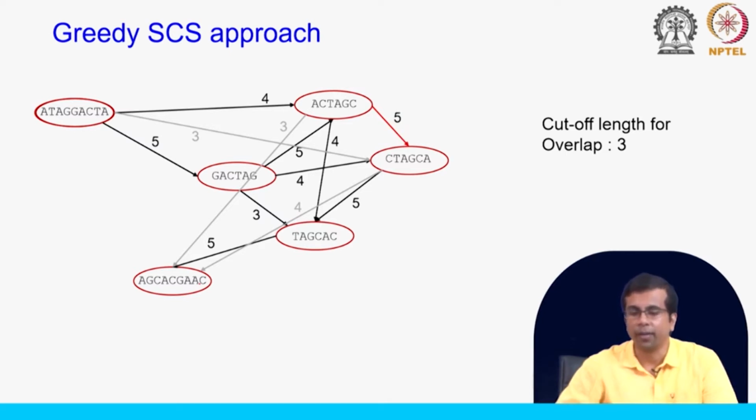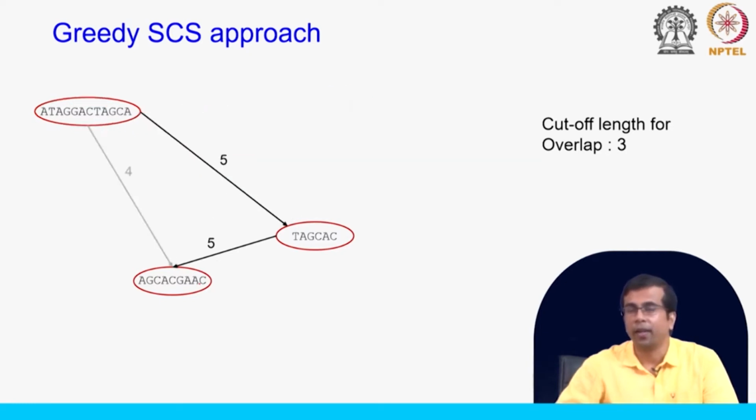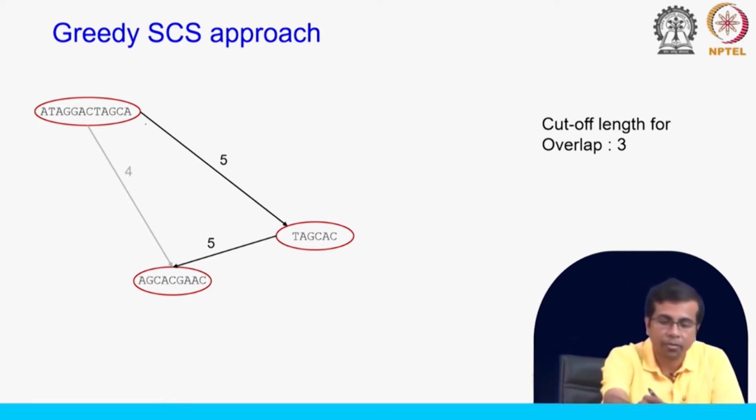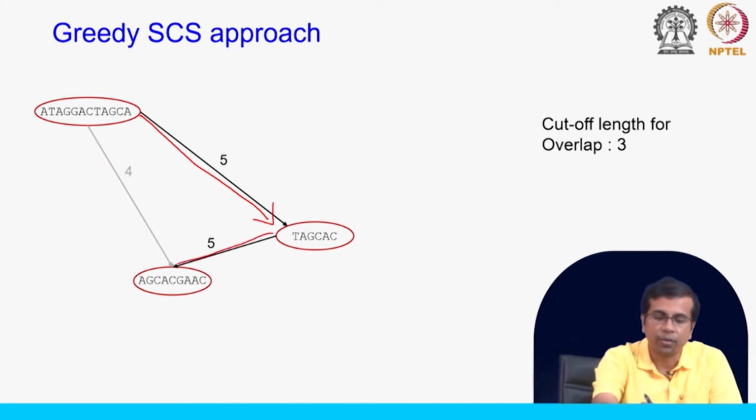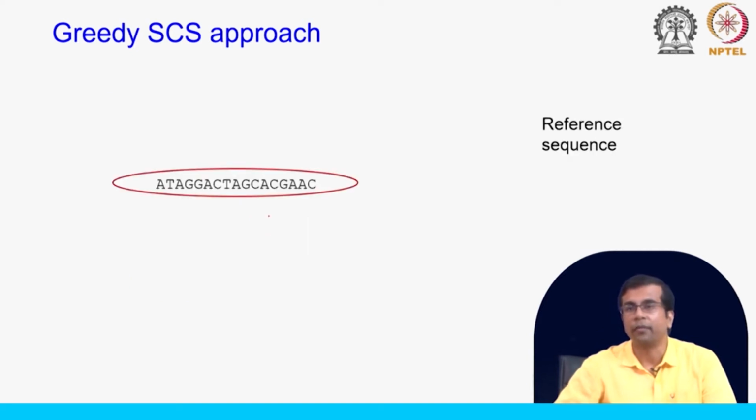This will continue, and at each step we simplify the graph, and finally we are left with these 3 nodes, as you can see. The greedy approach will simply take this one and this one, or this one. This path will be taken by the greedy approach, and finally what we will get is the reference sequence. We will end with only one string, and this is our reference sequence. If you compare with the starting sequence, you will see we got the correct reference sequence in this approach.